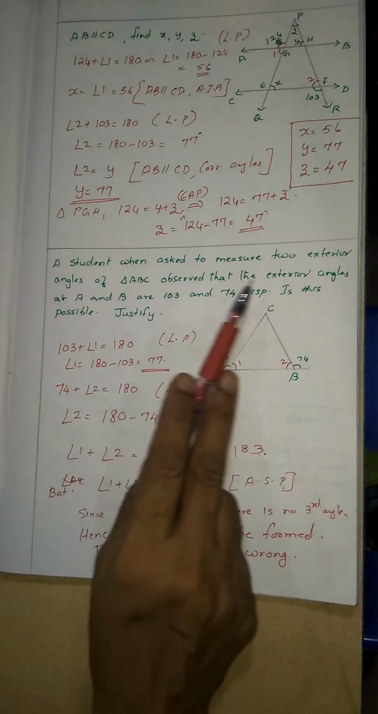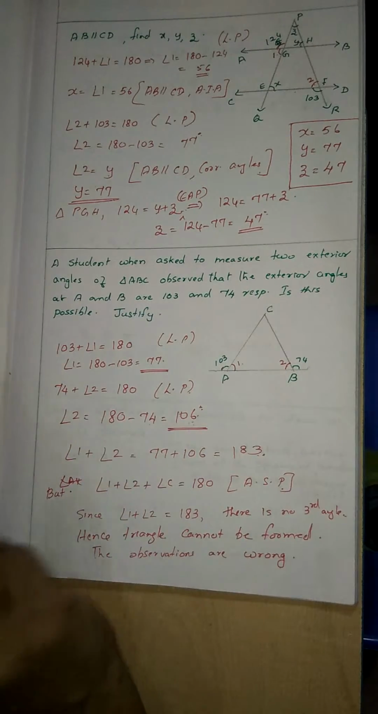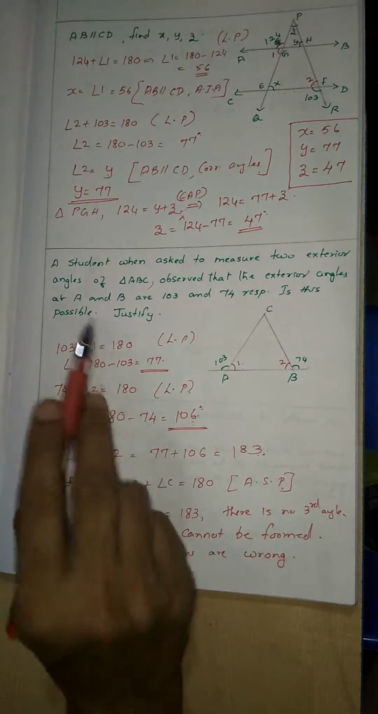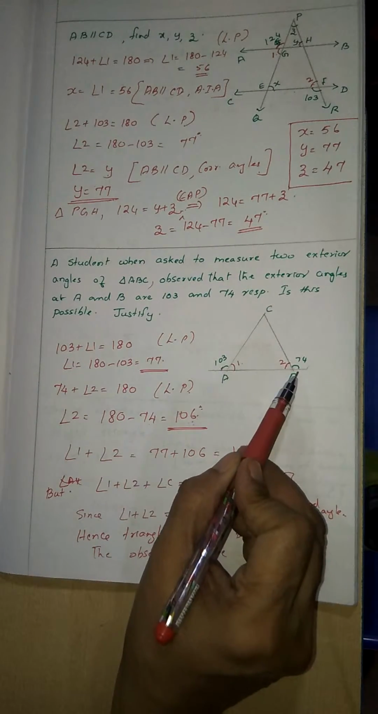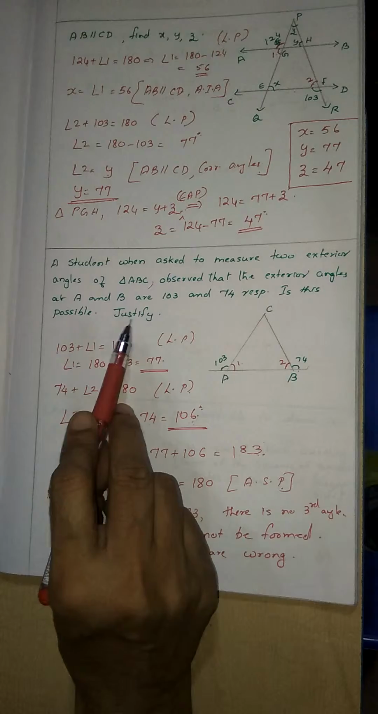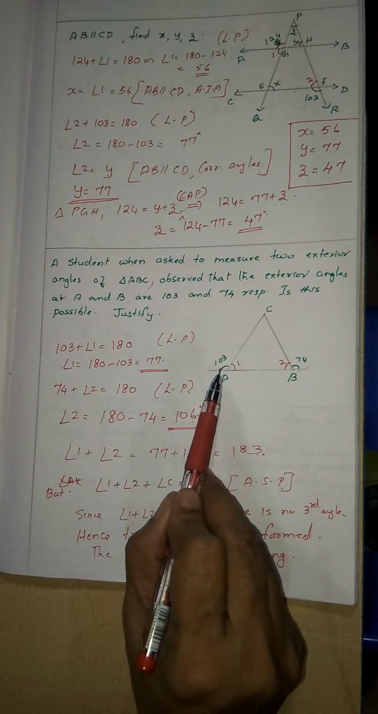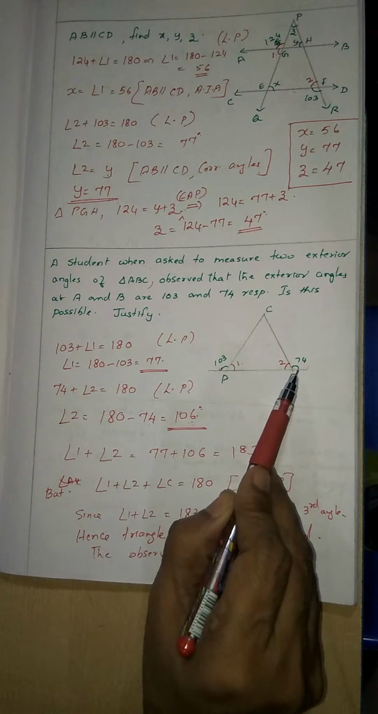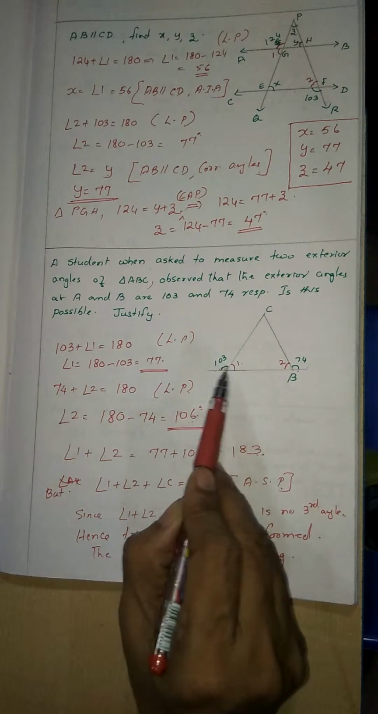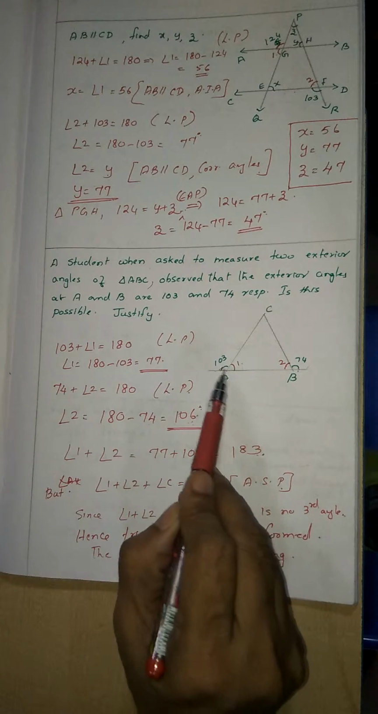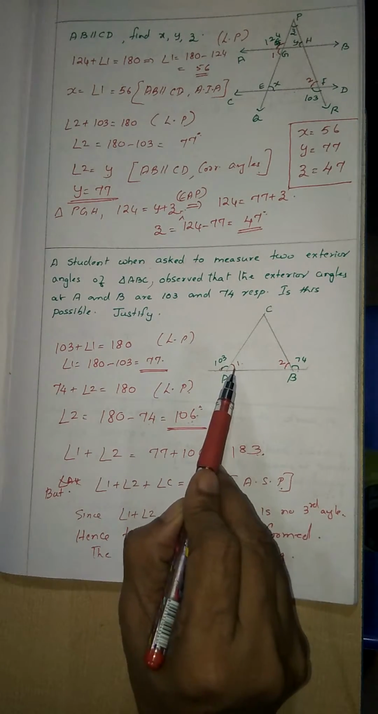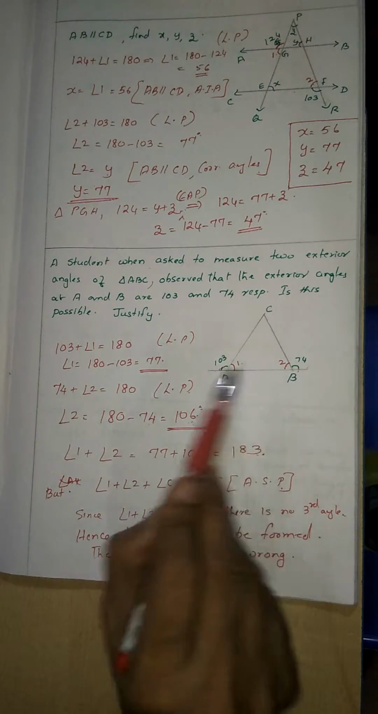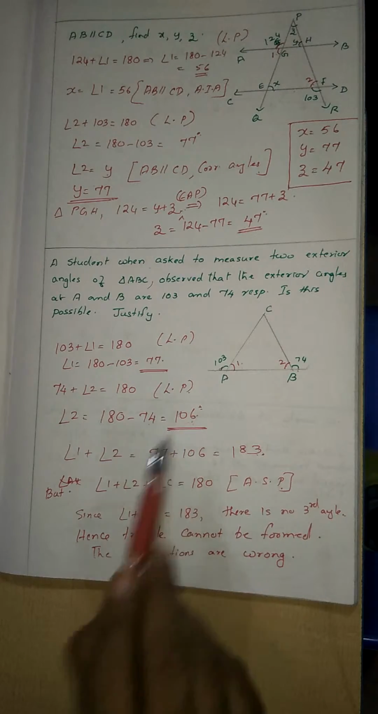A student, when asked to measure two exterior angles of triangle ABC, observed that the exterior angles at A and B are 103 and 74 respectively. Is this possible? Justify. In this triangle ABC, this is one exterior angle and this is another exterior angle. These two will form a linear pair, and again these two will form a linear pair. You can find the values of 1 and 2. So 1 is equal to 180 minus 103, which is 77. And angle 2 is 180 minus 74, which is equal to 106.